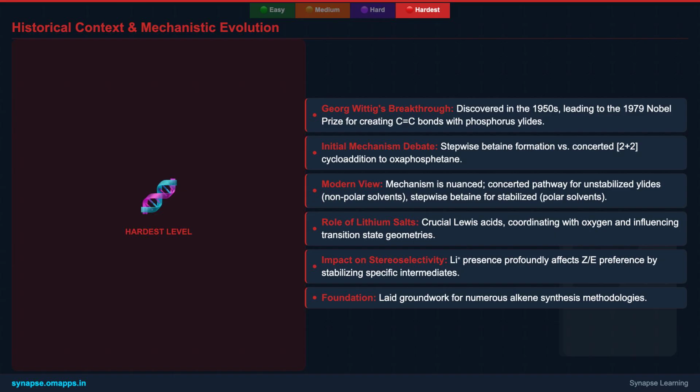For instance, unstabilized ylides often favor the concerted pathway in nonpolar solvents, while stabilized ylides may proceed through a more stepwise betaine intermediate, especially in polar conditions. The role of lithium ions, often present from organolithium bases, is crucial, acting as Lewis acids to influence transition state geometries and stabilize intermediates, profoundly affecting stereoselectivity.